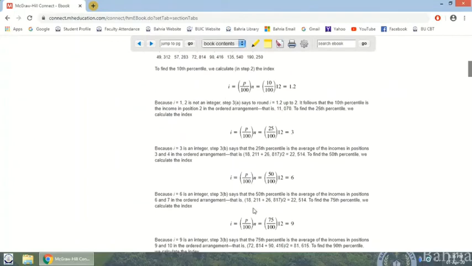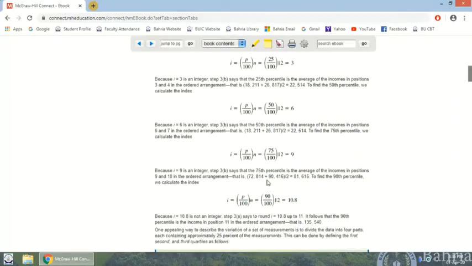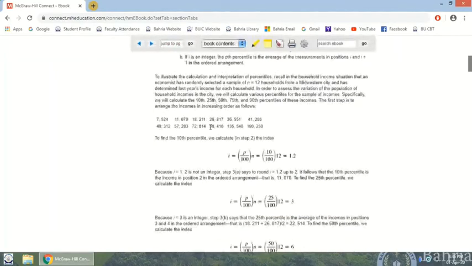Probably they just copy pasted it. It's just an error. Okay. Now you find out the 75th percentile. That is correct against the 9th value. Now how do you interpret this?